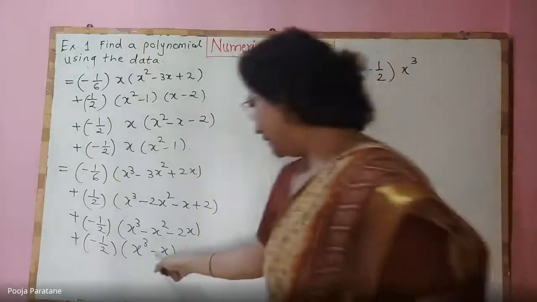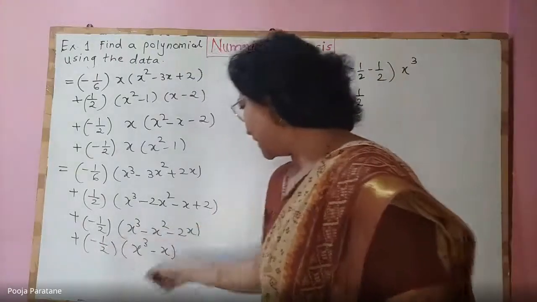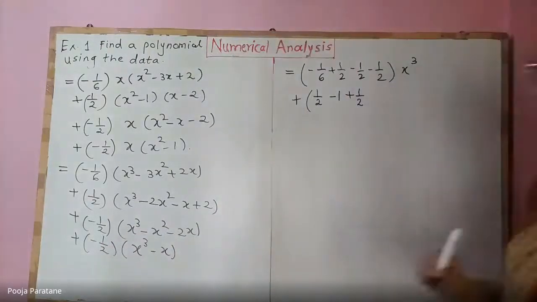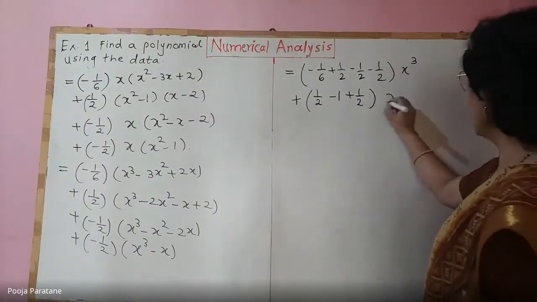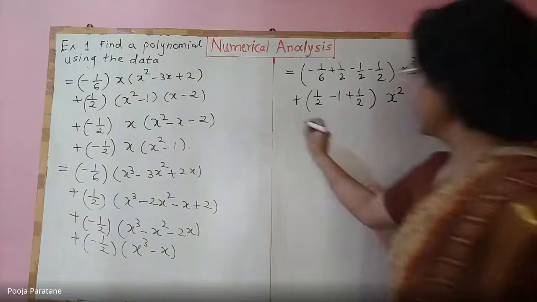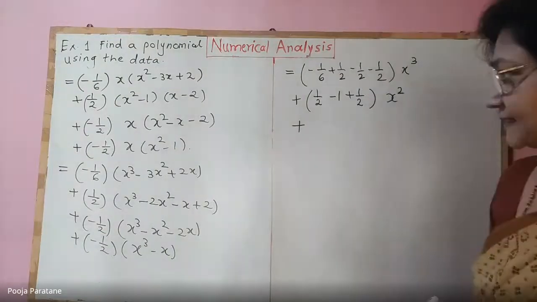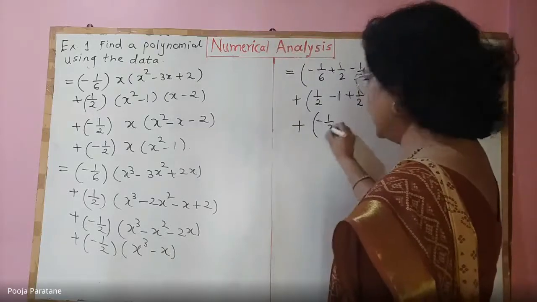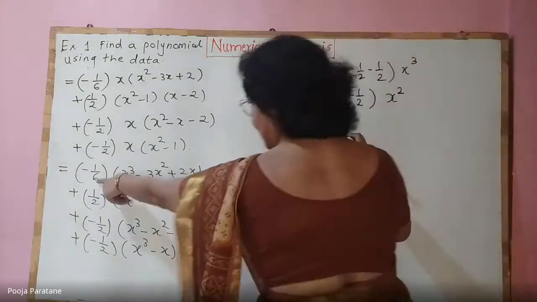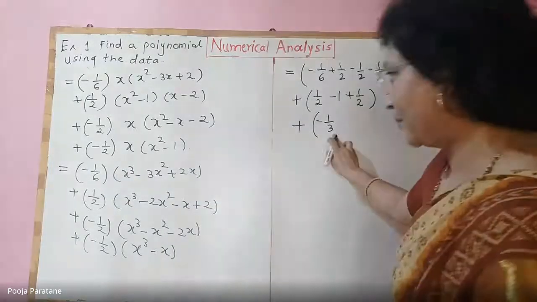And then here, what is the coefficient of this? There is no term of x square. So only this is the coefficient of x square. Then the coefficient of x. So here it is minus 1 upon 3. Right? Here it is 2. Here it is minus 1 upon 6. So it is minus 1 upon 3.